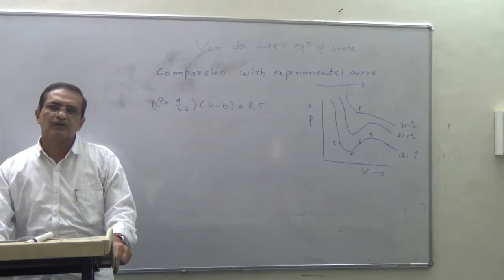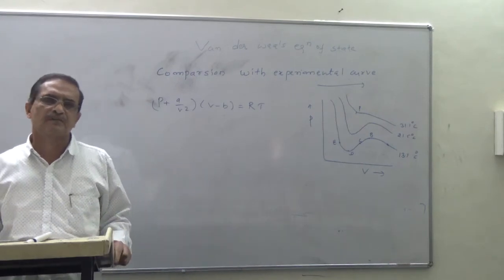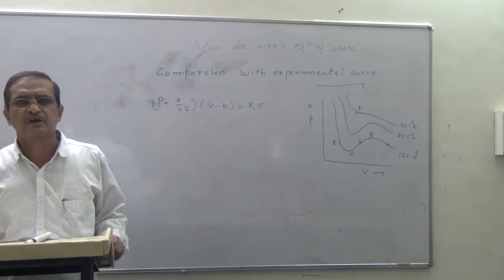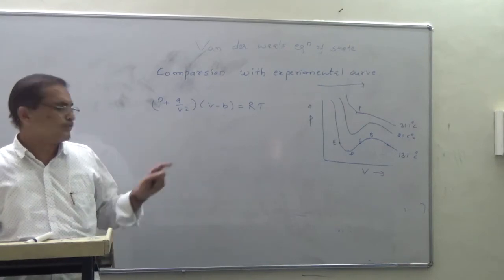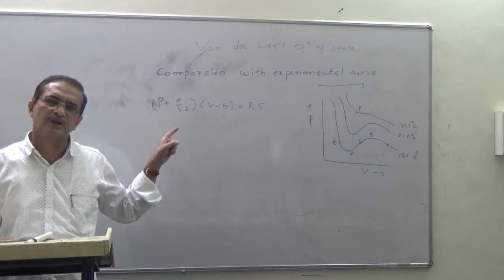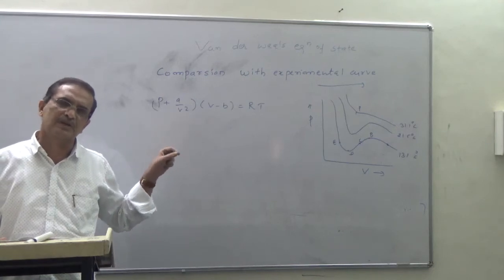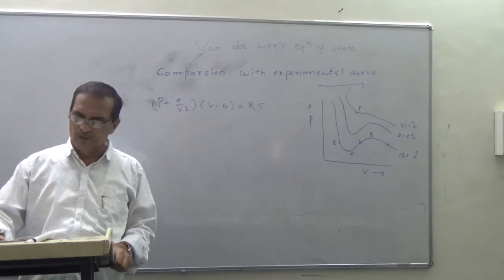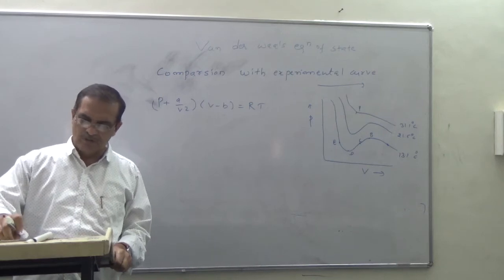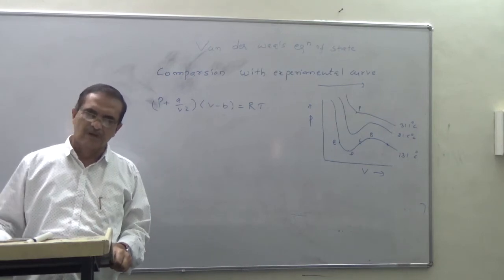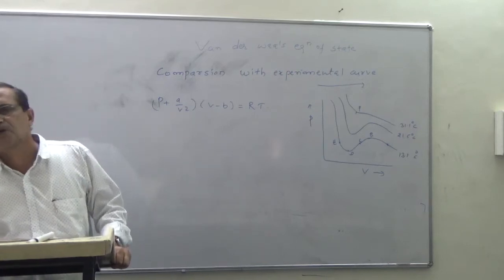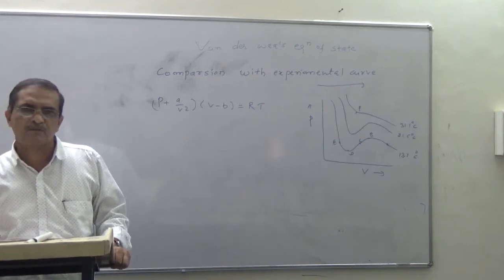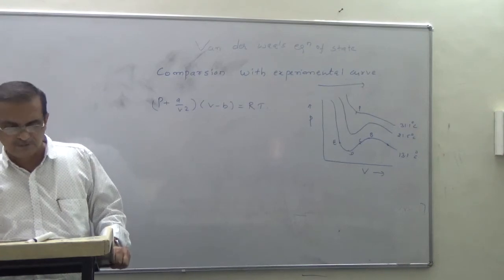Now at this point we will see the theoretical curve and the practical curve plotted using this modified form of the equation. That means the theoretical curve is compared with the experimental values, and we will see whether we get a horizontal line in the pressure versus volume graph.